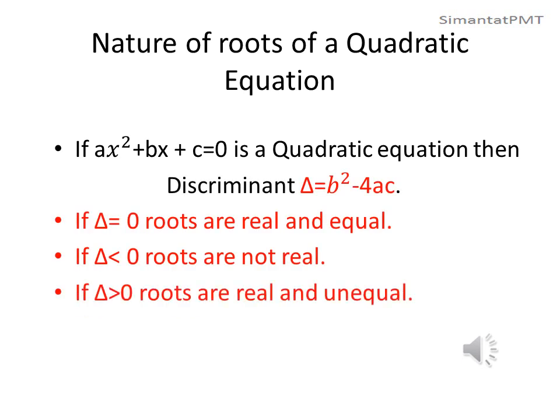Nature of roots of a quadratic equation. If ax square plus bx plus c equal to 0 is a quadratic equation, then discriminant delta equal to b square minus 4ac. Based on the value of discriminant delta, we determine the nature of the roots. If delta is equal to 0, then roots are real and equal. If delta is less than 0, then roots are not real. And if delta is greater than 0, then roots are real and unequal.